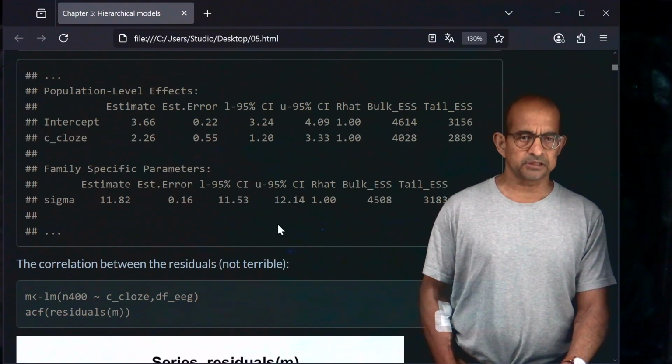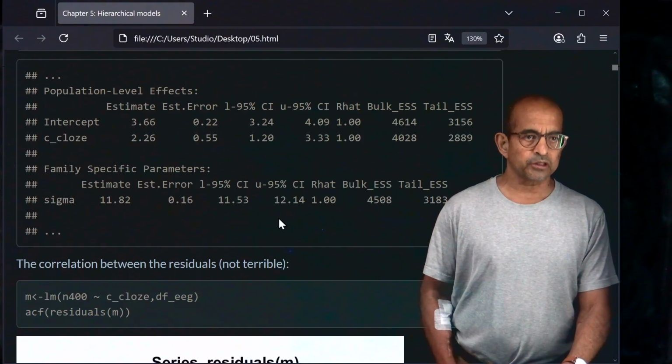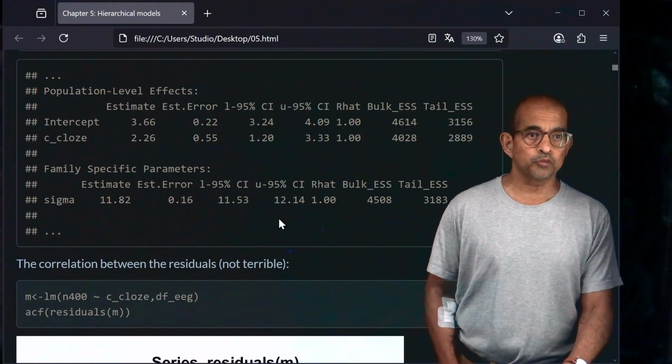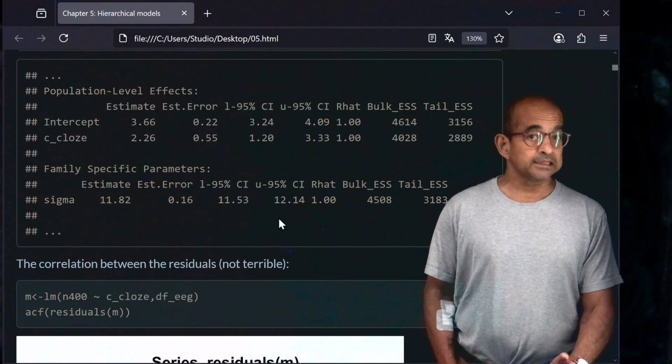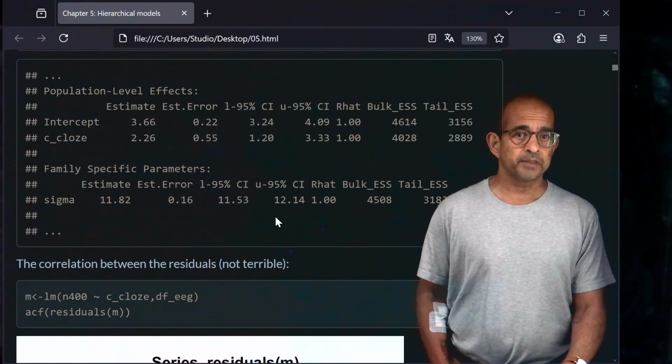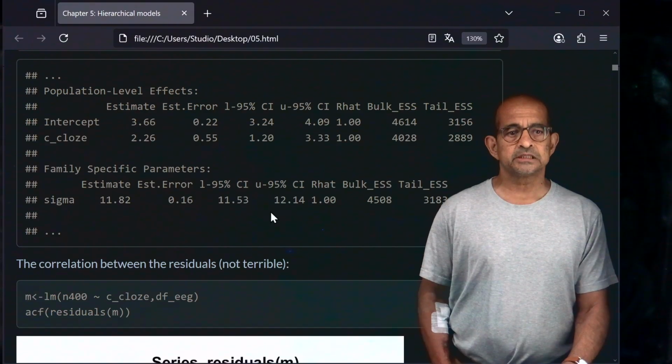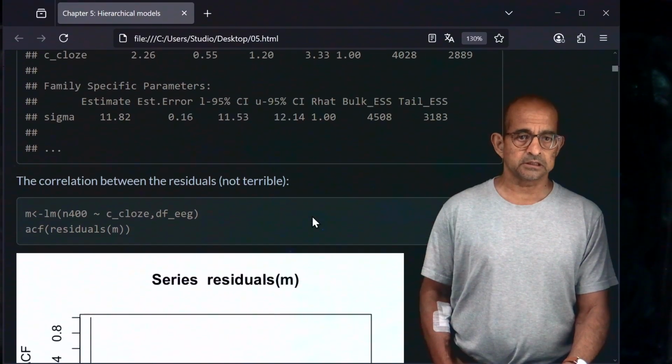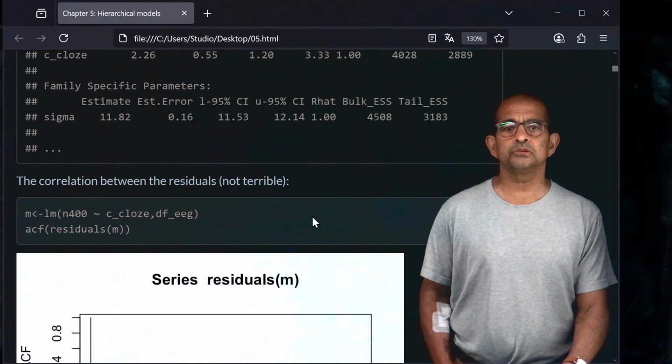So these are the summaries that would be important to report in a paper if you were doing such an analysis. This analysis is obviously wrong for these data because we have repeated measurements from each subject and each item in this data set. So we're going to fix this model soon.